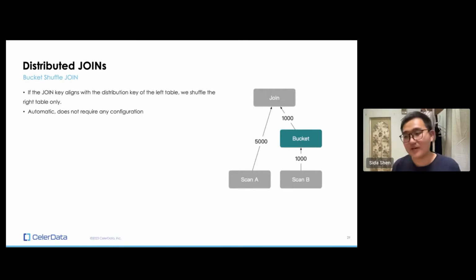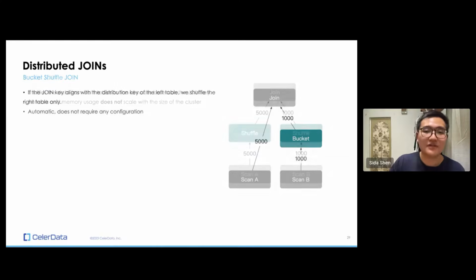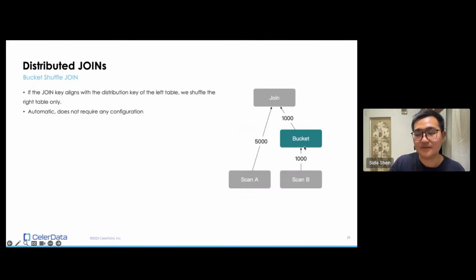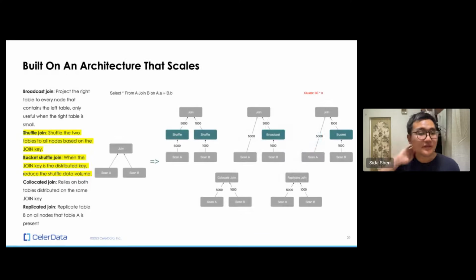StarRocks also has other optimizations. For example, we support bucket shuffle join. If the join key already aligns with the distribution key of the left table, we only need to shuffle the right table, so it's much cheaper on the network. It's automatic and doesn't require any more configuration. But the ability to perform shuffling is the key here.